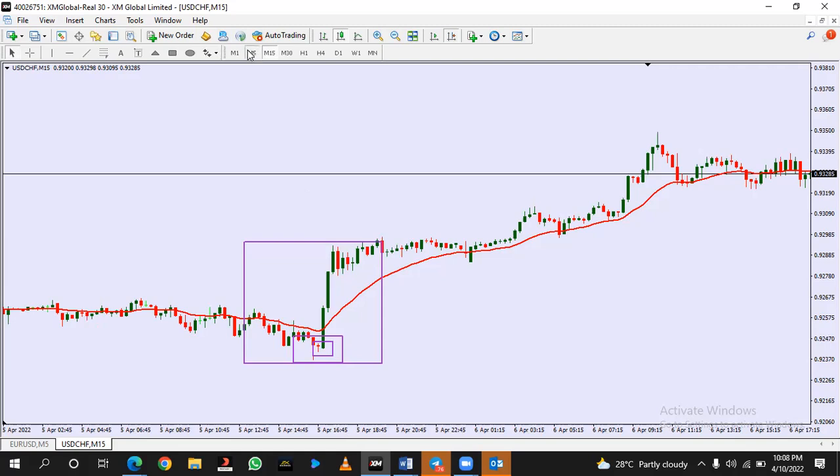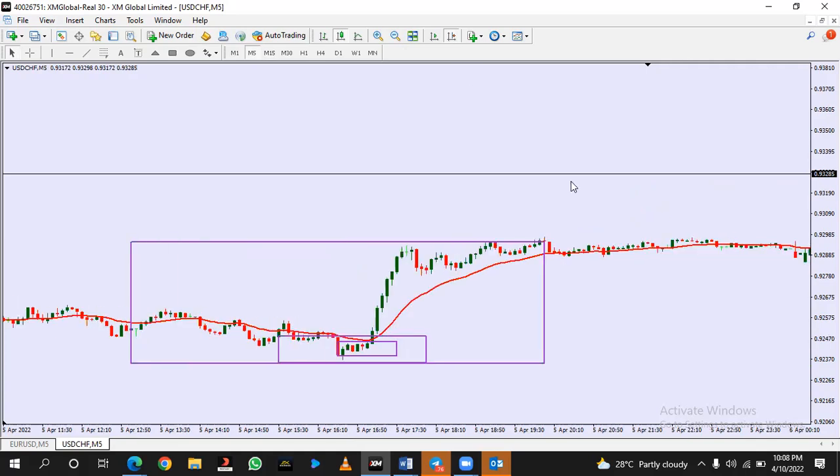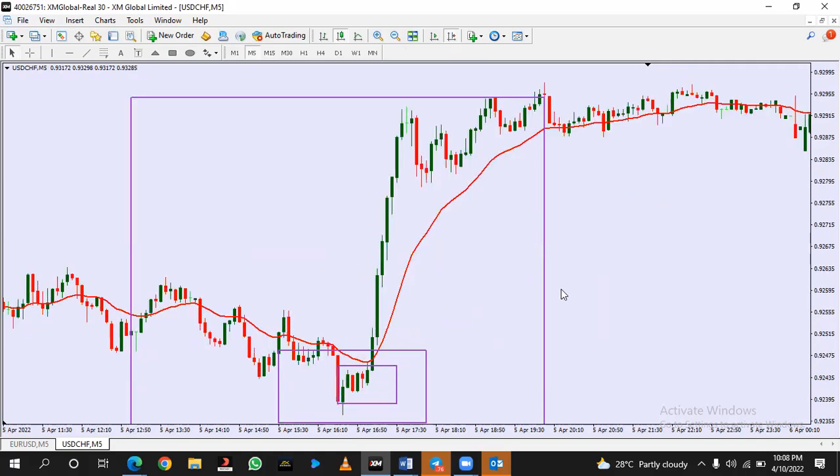Yes. Good. Now, if I go down to 5 minutes, can you now see that I can refine it further? Okay, this is the real order block. This particular one that is now here. This is the area of the real order block. Are you seeing this difference now?